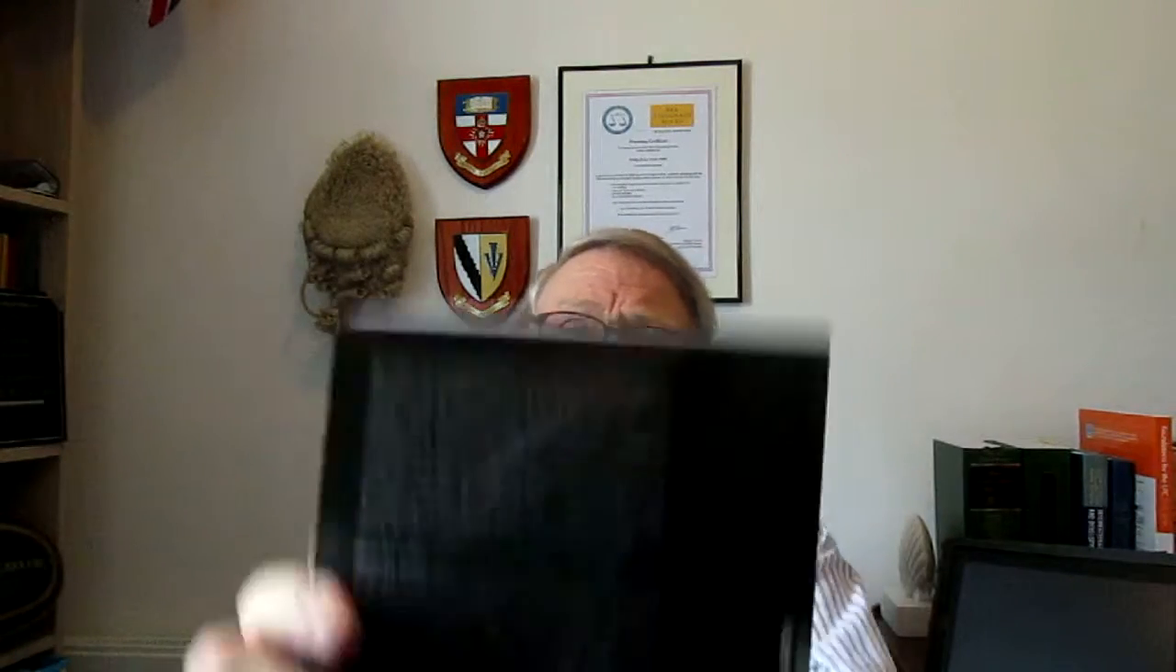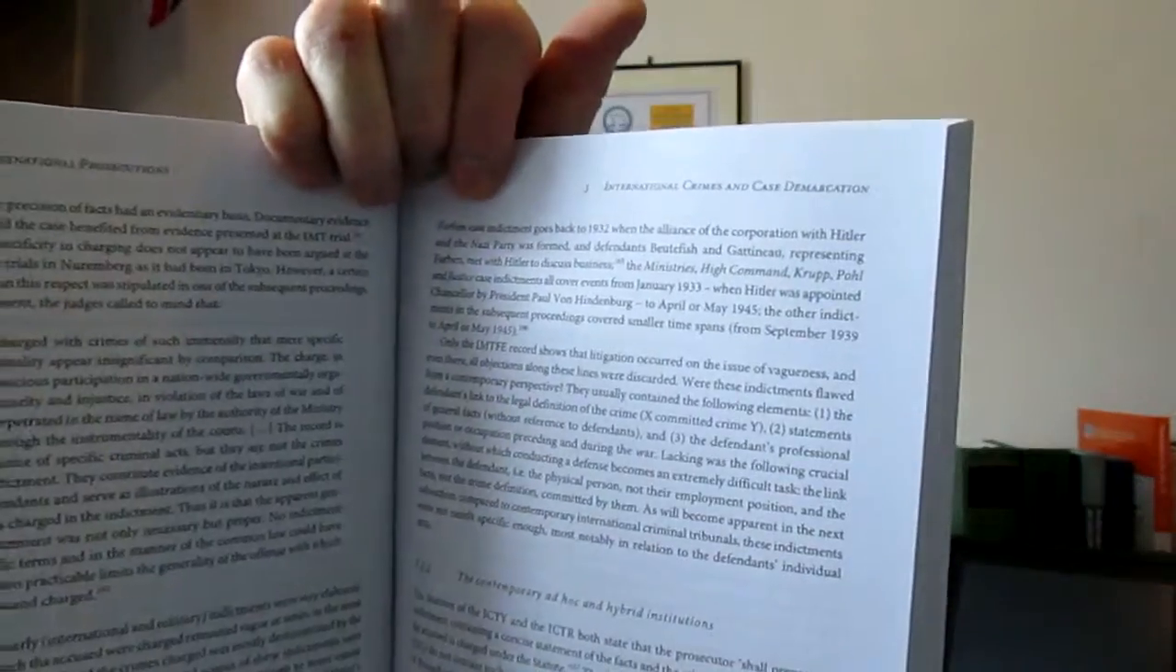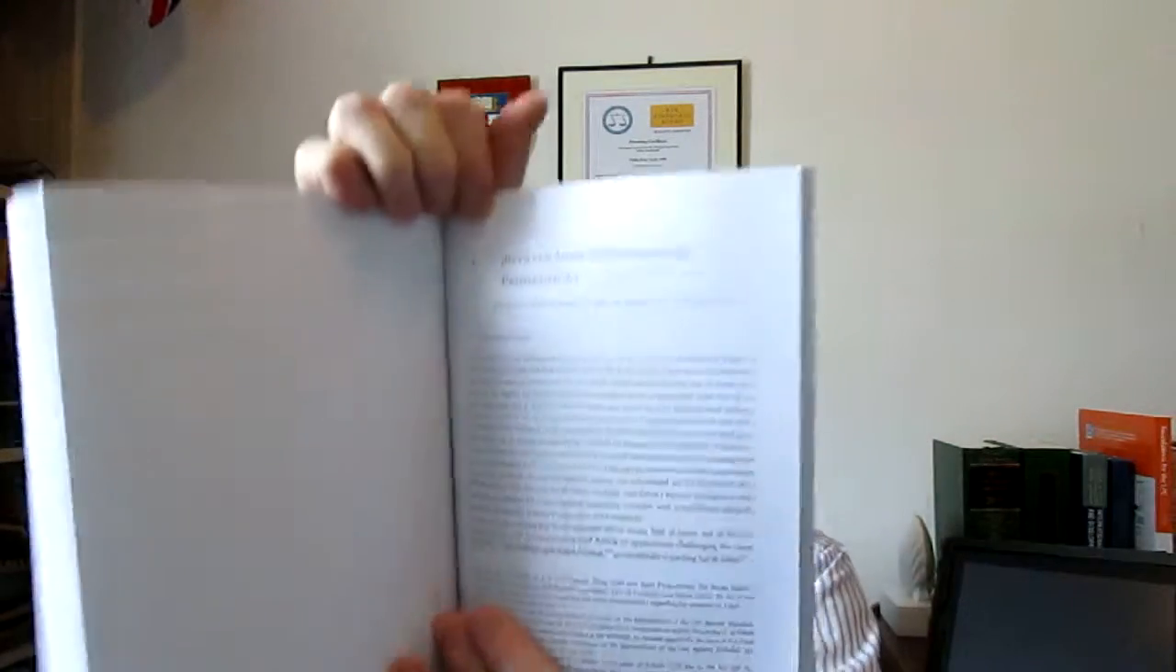Let's just have a quick look at it again. There's the front, the spine there, which you can read, and then at the back you can see the detail. Now, in addition to that, if you open it, you've got international crimes and case demarcation. Again, that's another important area. The contemporary ad hoc and hybrid institutions, for instance, are looked at in some detail. So what Eleanor has done is she's gone into a lot of detail as to what is required. This is an interesting chapter on show trials and sham prosecutions.